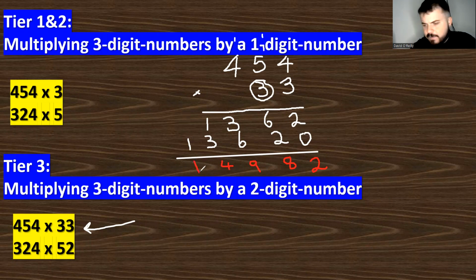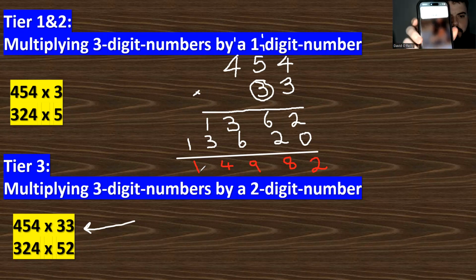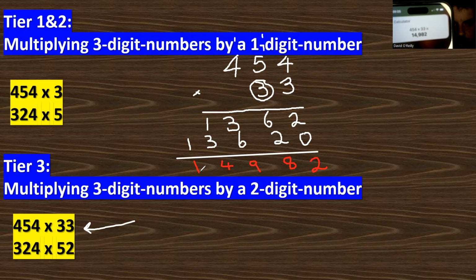I'm going to check my answer to see if I'm correct. Hey Siri, what is 454 multiplied by 33? So I don't know if you can see. 14,982. It's very unclear, isn't it? But I am correct, okay?